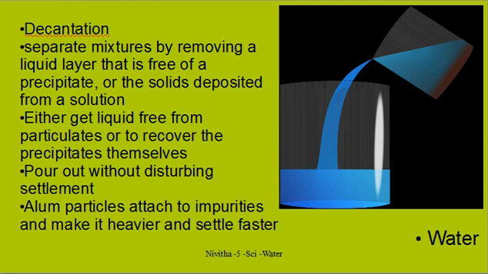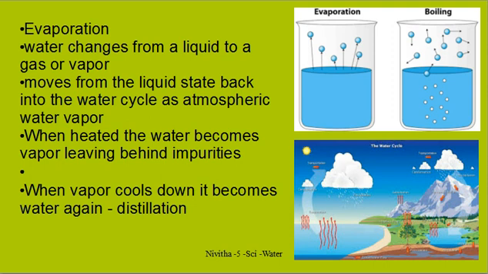The solid is left behind, and the clean liquid is poured or collected into another vessel. This is done for two reasons. One, maybe you wanted to collect only the liquid part, or maybe you wanted to collect only the sediment part. So this is either to get the liquid free from particulates or to recover the precipitates themselves. It is poured out without disturbing, so that there is no further need for settling down. The alum particles that are attached, which make it heavier and settle faster, are collected as sediment. This is decantation.